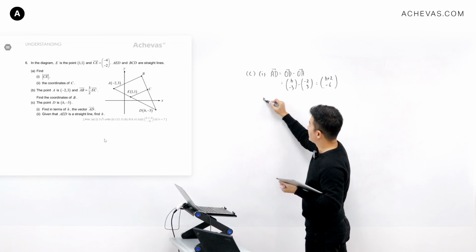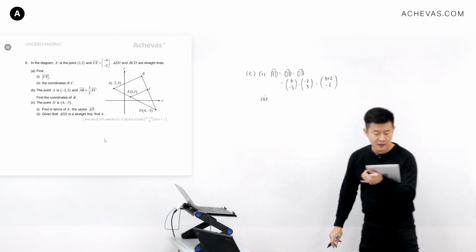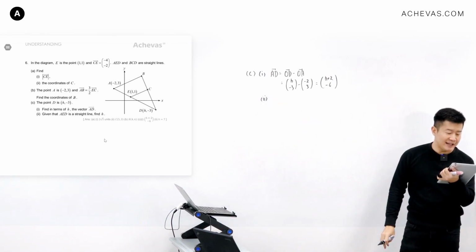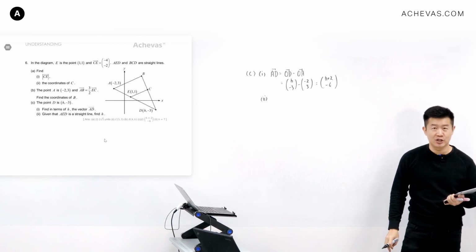And one last part, part 2. Given that AED is a straight line, I want to find H.